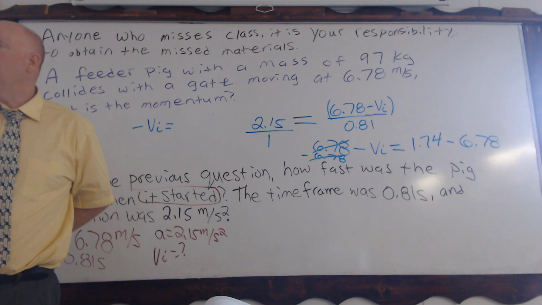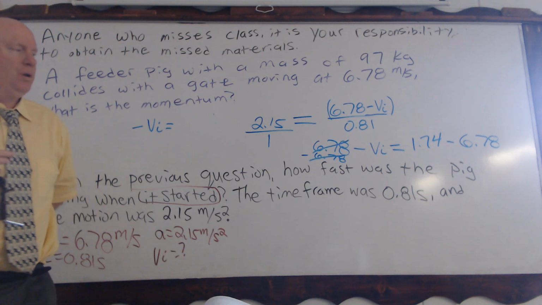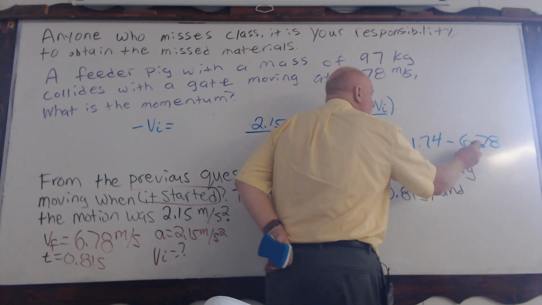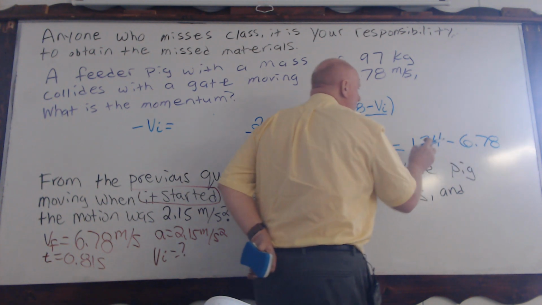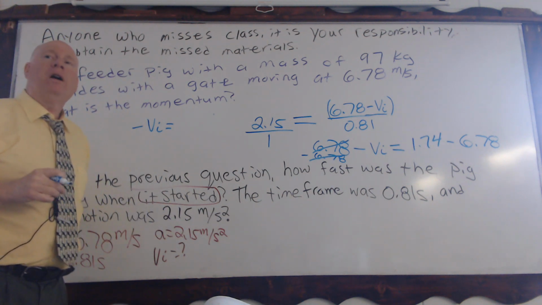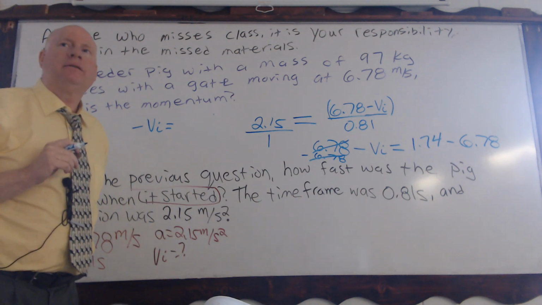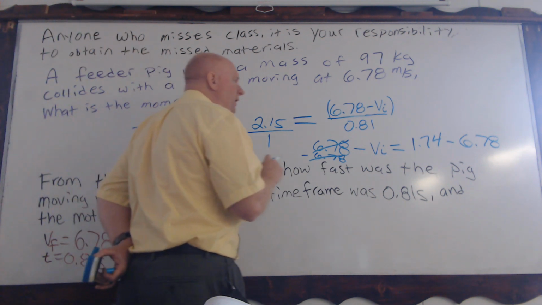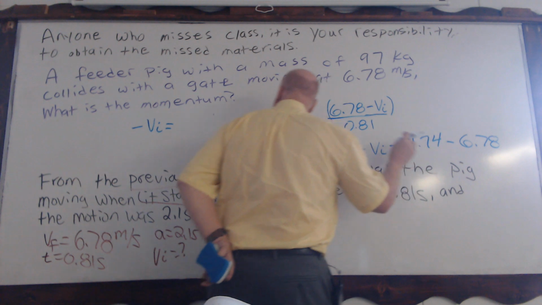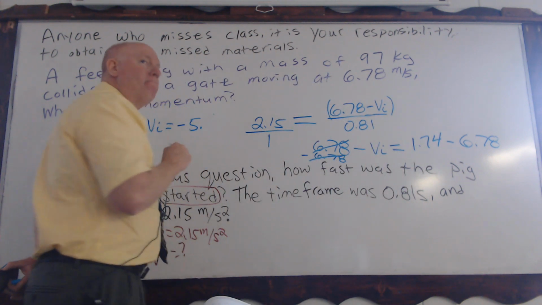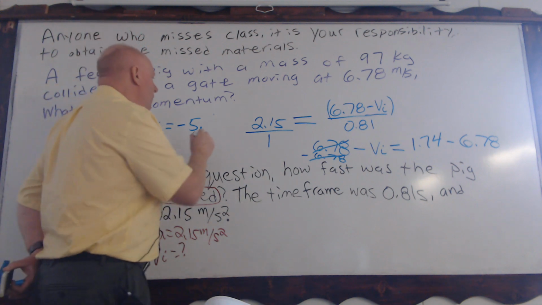And there you probably need your calculator. You're doing exactly what you see here. You're taking 6.78 from 1.74. A little more specific, please. Negative, okay? That's important because this number's bigger. Negative 5 point what? 5.04.